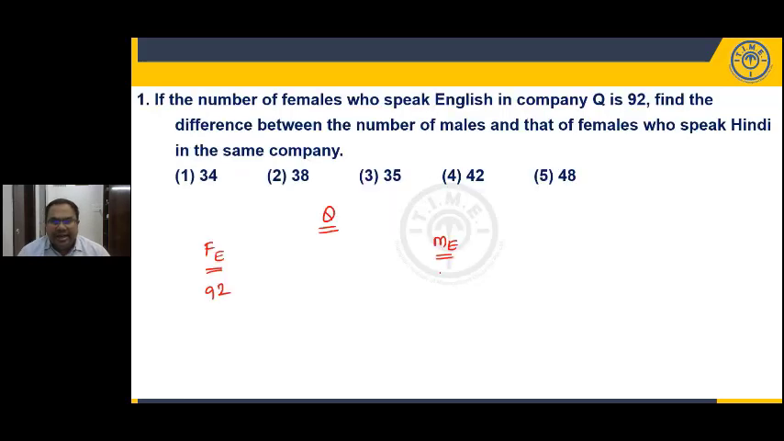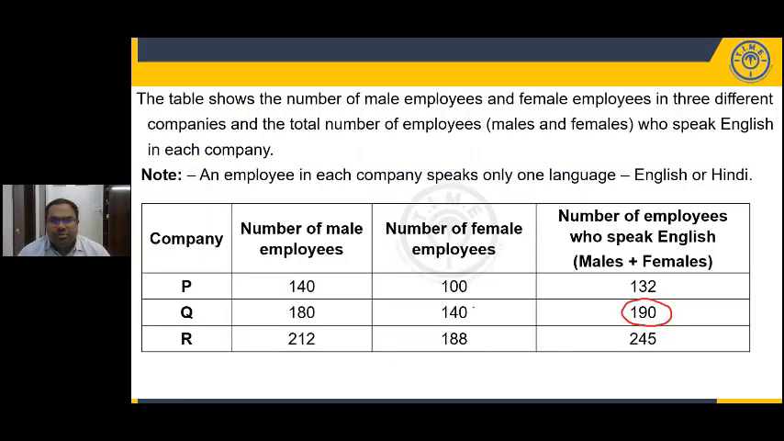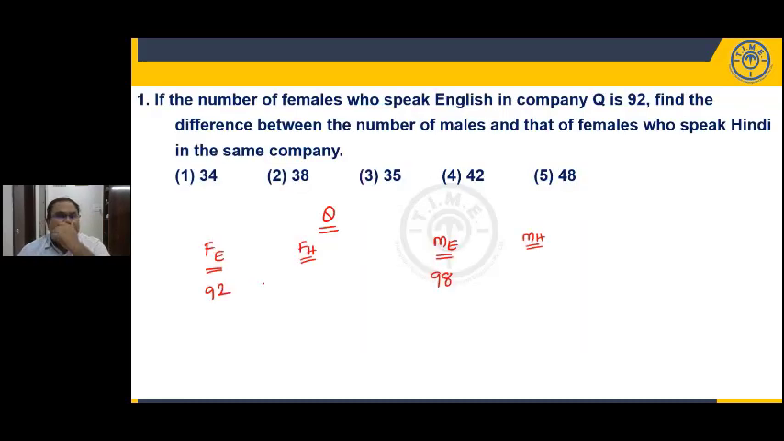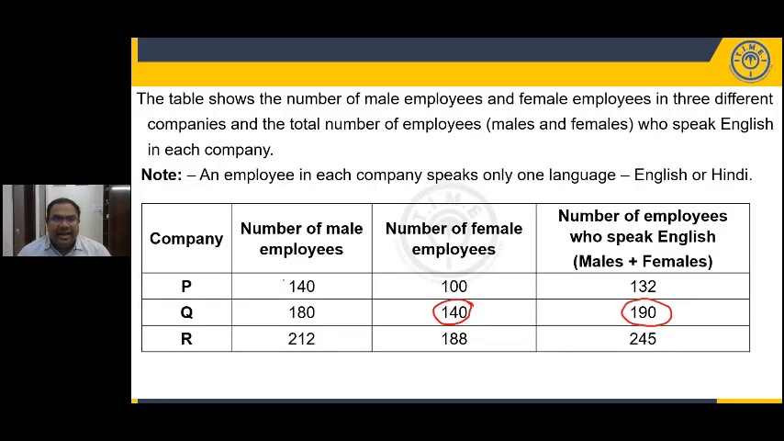So this is 98 males English. When you know females English, you can find the number of females who speak Hindi, and also the number of males who speak Hindi. How will you get it? Females English is 92. What are my total females? 140. In 140, 92 speak English. So subtract, 140 minus 92, 48 speak Hindi.